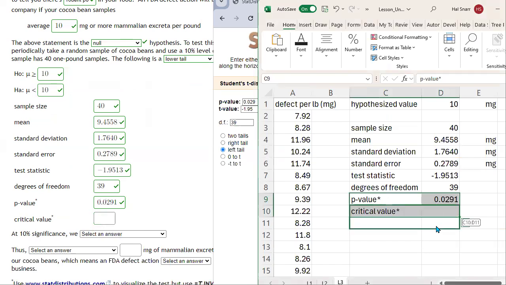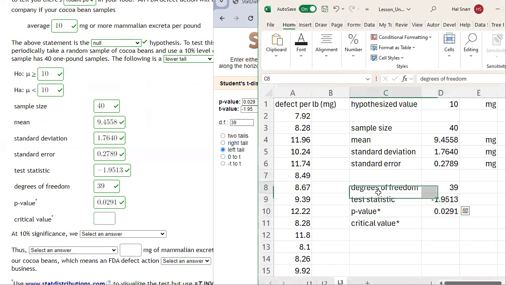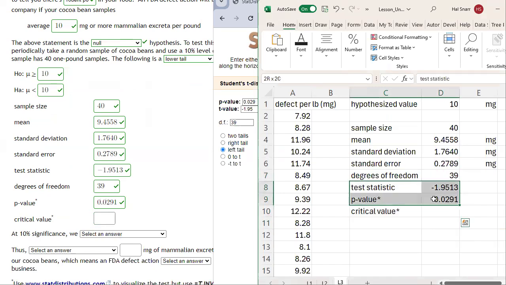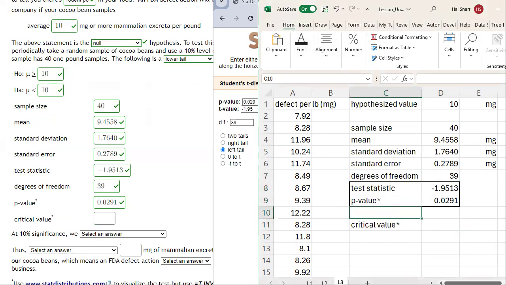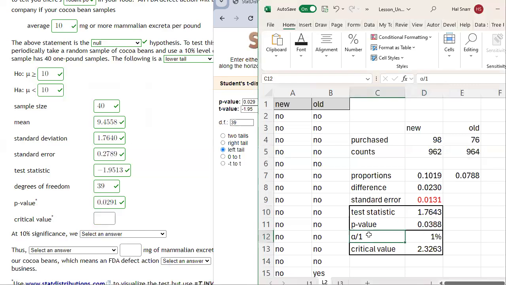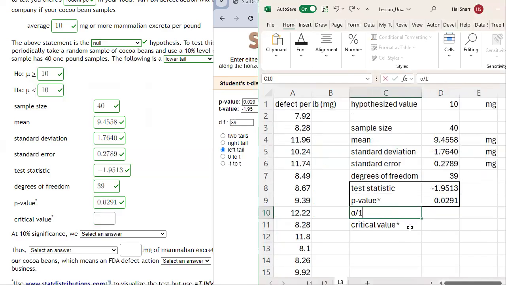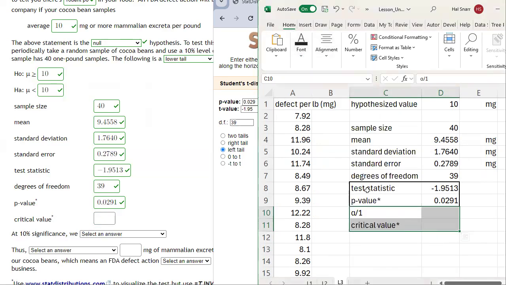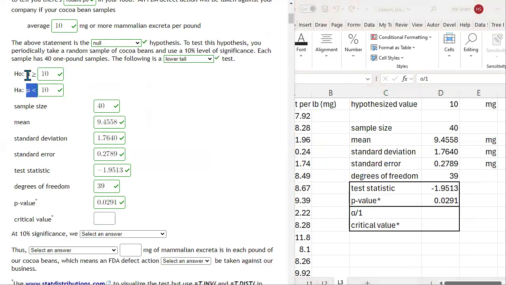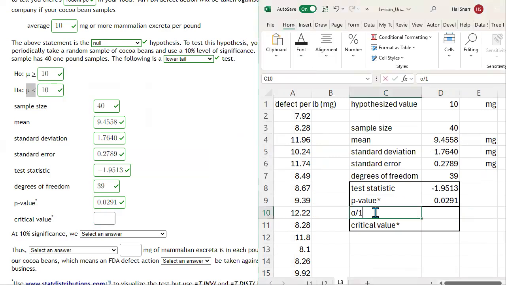Now I'm going to move this around a little bit. The test statistic and the p-value go together. The critical value and the significance level, let me grab the significance level from over here. The significance level and the critical value go together. Now I'm dividing alpha by 1 because it's a one-tailed test. If we're a two-tailed test, this would be equals only. This would be less than or greater than. And we'd divide by 2, but we're going to divide by 1 here because it's a one-tailed test.